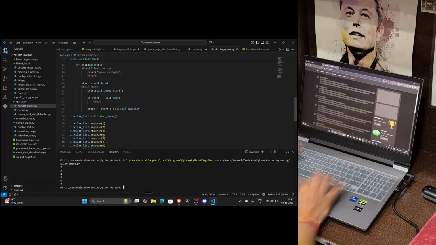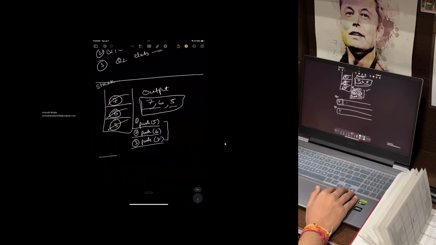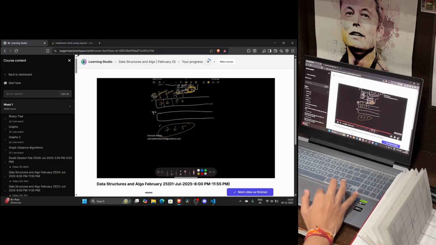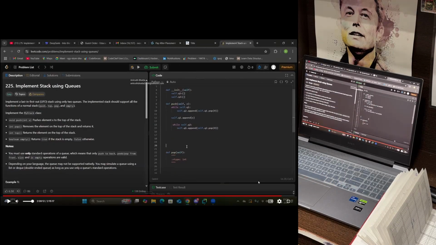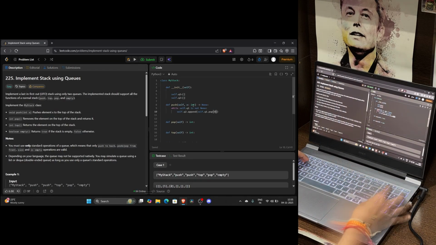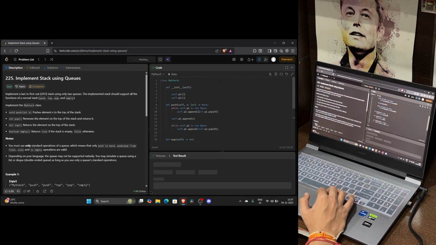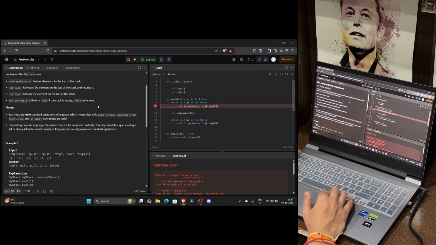We wrote the code for both a normal queue and a circular queue from scratch during the lecture, defining all the functions like enqueue, dequeue, front, and display. The professor also explained the approach for a really interesting problem, implementing a stack using queues, which brings me to my next task. Next up was my daily LeetCode session, where I aim to solve at least 2 problems.